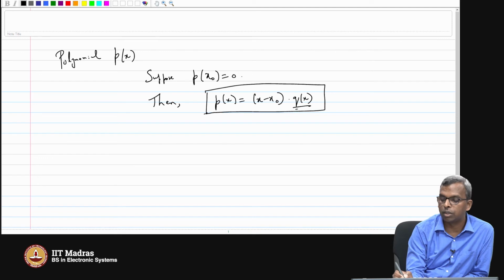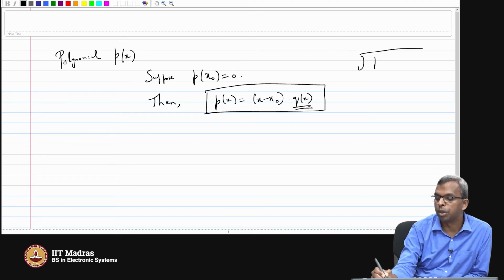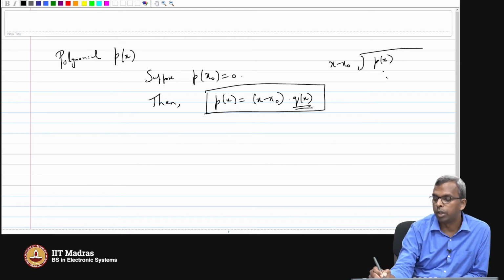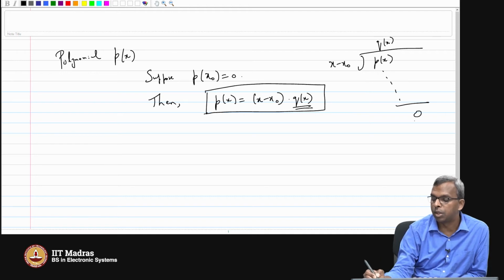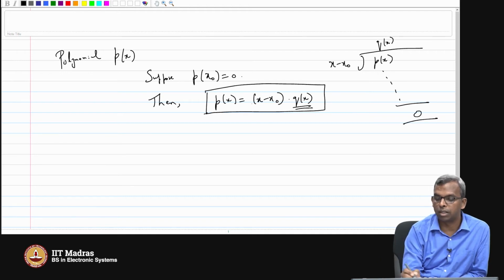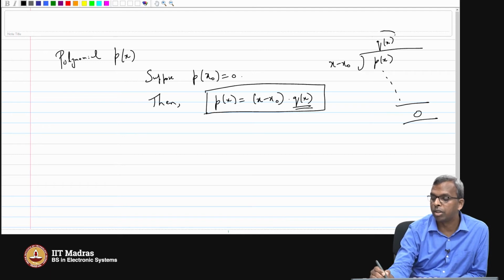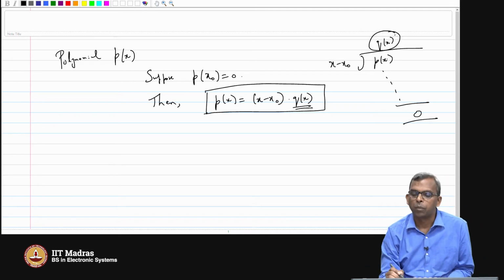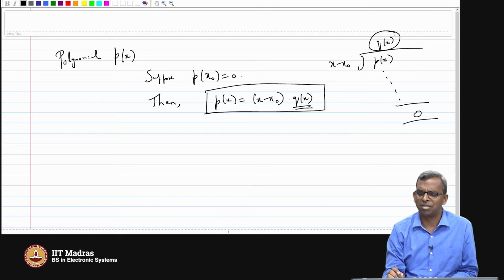How do you find out this q of x? You can do a long division. You can put p of x inside and then divide by x minus x naught. Finally the remainder will be 0. Okay, so that is what this means, and then what you have here will be q of x. I hope you remember long division with polynomials. Quite often this division might be very trivial.